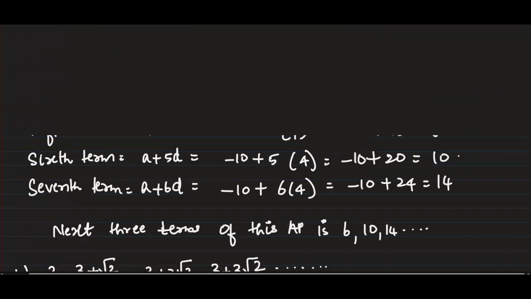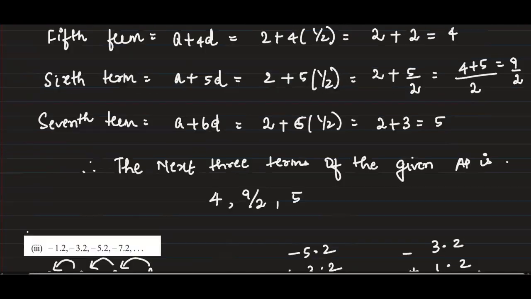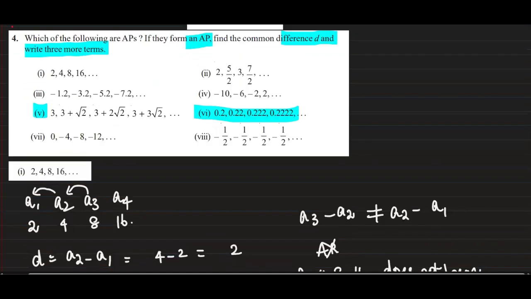Next one, question number 7. Question number 7 seems to be easy. So question number 7 is 0, -4, then -8, then -12.